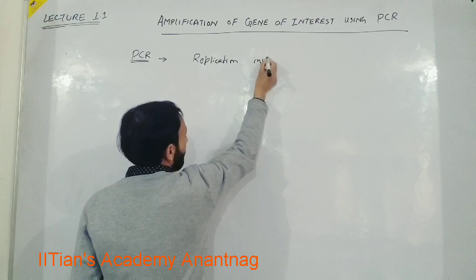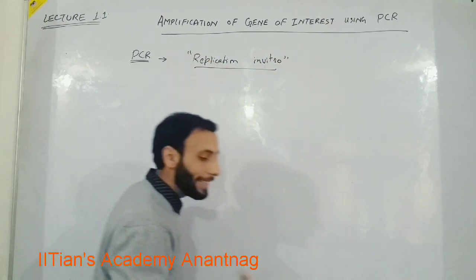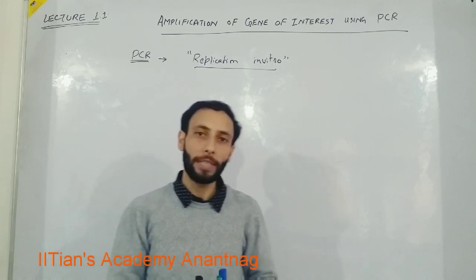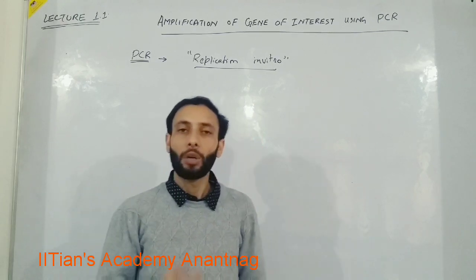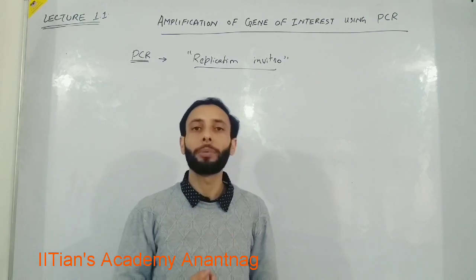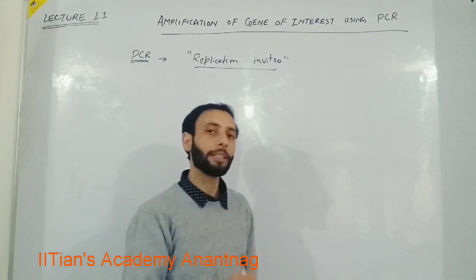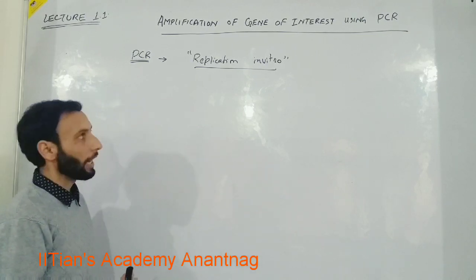So it is best defined as the replication in vitro. Normally replication of DNA makes its copies inside the nucleus of a cell, but in case of PCR, we make the copies of DNA outside the nucleus, outside the cell, inside a machine which is called a PCR machine.